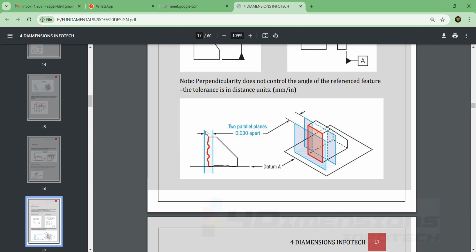You can see here, this figure is showing the deviation of the surface with the reference. But if this deviation is coming under this tolerance zone, then the surface can be considered as perpendicular to the reference surface. So these are the two parallel planes being shown here in which the surface must lie. If the deviation occurs, it must lie within this zone only.